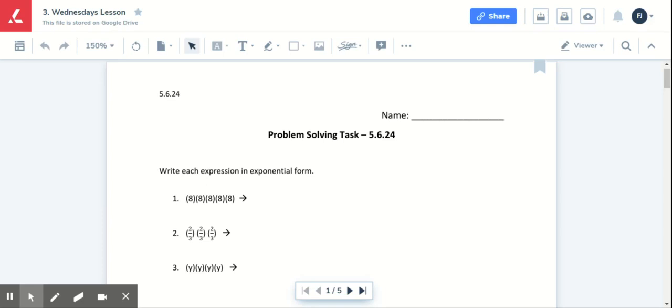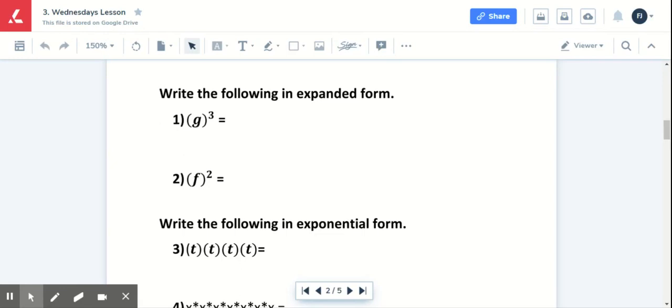So for our PST today, we're going to continue talking about exponents. In order to be prepared for math today, you must have scratch paper and a pencil out in front of you, ready to do your practice work.